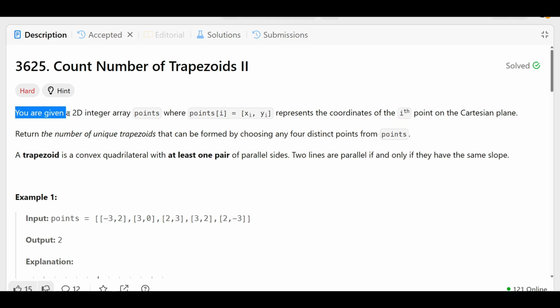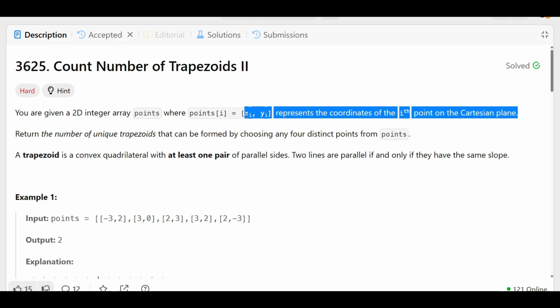The question is saying that we are given a 2D integer array called points, where points[i] is nothing but a given coordinate point in the Cartesian plane. I will not talk much about this because we have already talked about it in version 1. This is version 2. So I'll not go deep into what the Cartesian plane is and what a trapezoid is. You can go and watch that link to understand it.